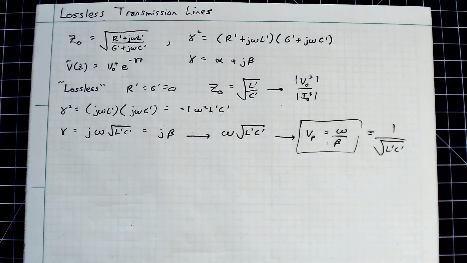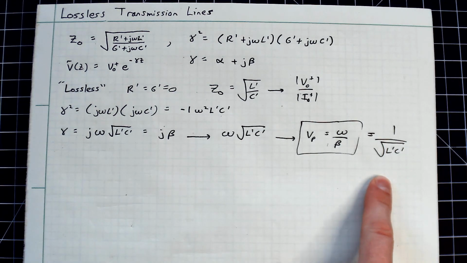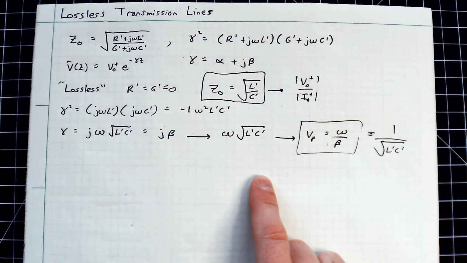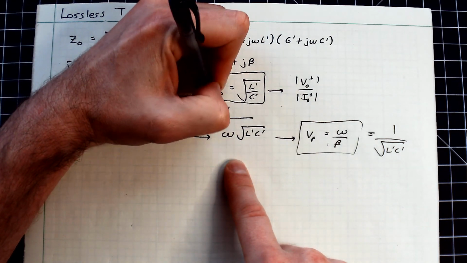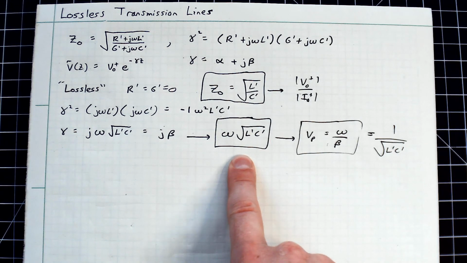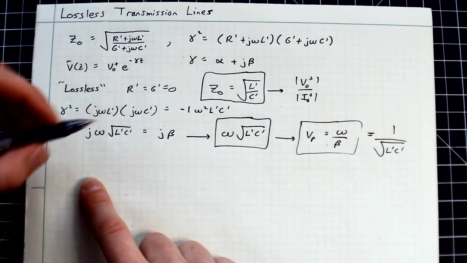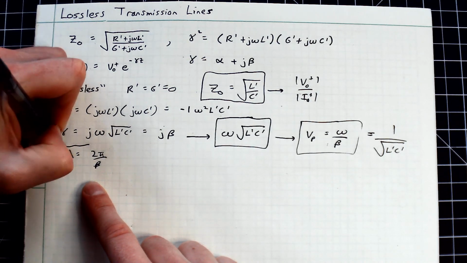So what else can we do? No, that's basically all we care about. These are some special simplifications that happen whenever we're talking about lossless transmission lines. So my j beta turns into a very simple expression, I get a nice simple expression for my phase velocity, and of course, my wavelength will be 2 pi over beta as well.